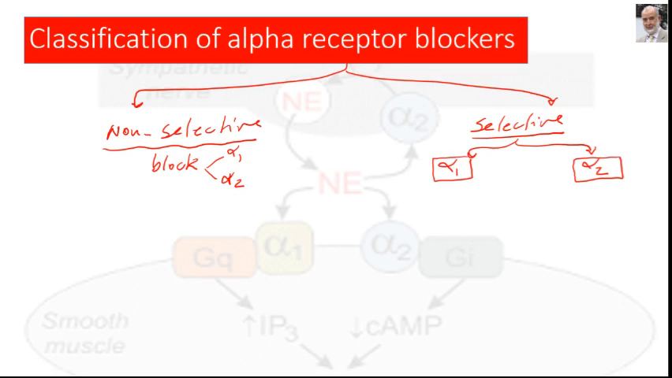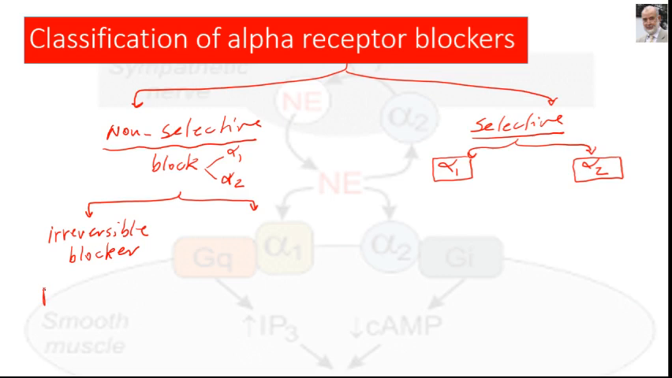Okay, non-selective alpha adrenergic receptor blockers, they block both receptors. They are subclassified into two main groups. One group is known as the irreversible antagonist or blockers. Irreversible, as we have explained before several times, means once the receptor is occupied by the antagonist, it will never leave the receptor. This irreversible antagonist usually decreases the efficacy of the agonist.